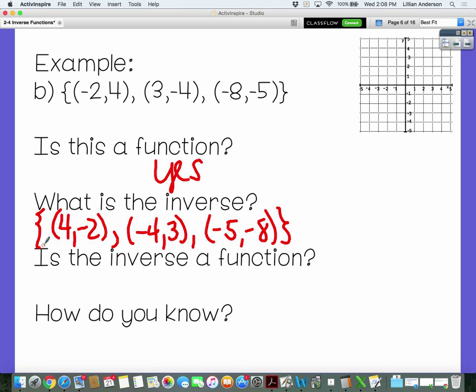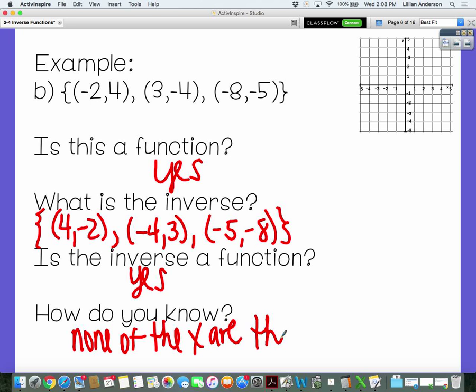Christian, is this inverse a function? Yes, it is. And how do you know? None of the x's are the same. What about 4 and negative 4? Now, even though they're the same number, one's positive, one's negative. So both of them would have to be positive, or both of them would have to be negative, in order for the inverse not to be a function. Like in the other example, they were both positive, making the inverse not a function.